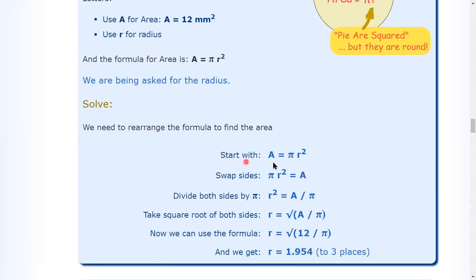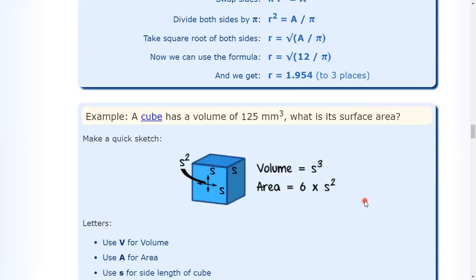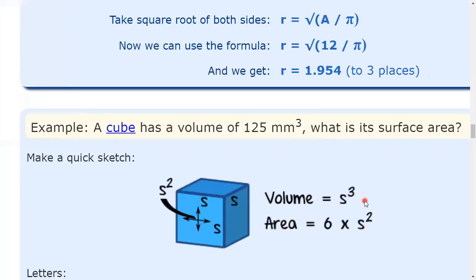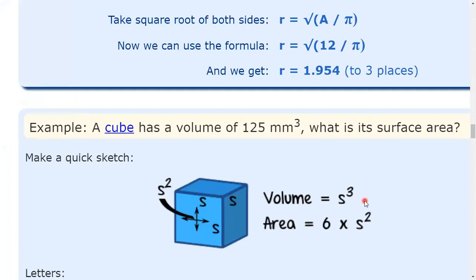So what was the mathematics involved over there? These are all the steps. There is no further detail. Anyhow, look at this problem. Can you see my screen now? Okay, example: a cube has a volume of 125 millimeters cubed. What's its surface area?